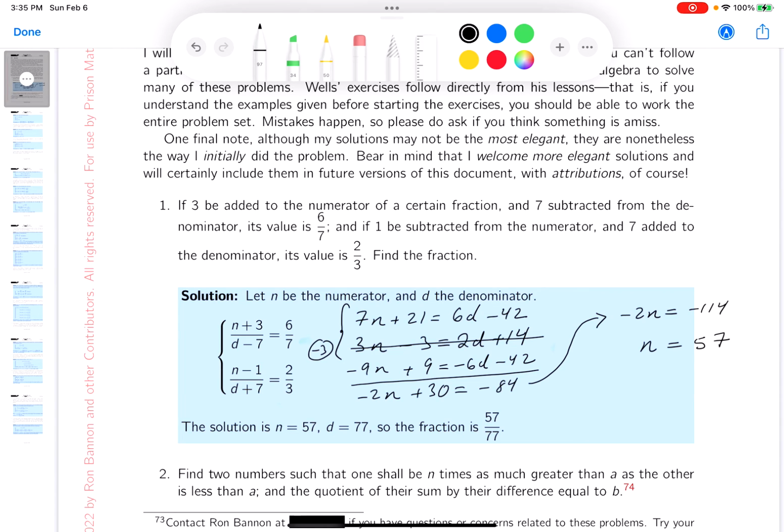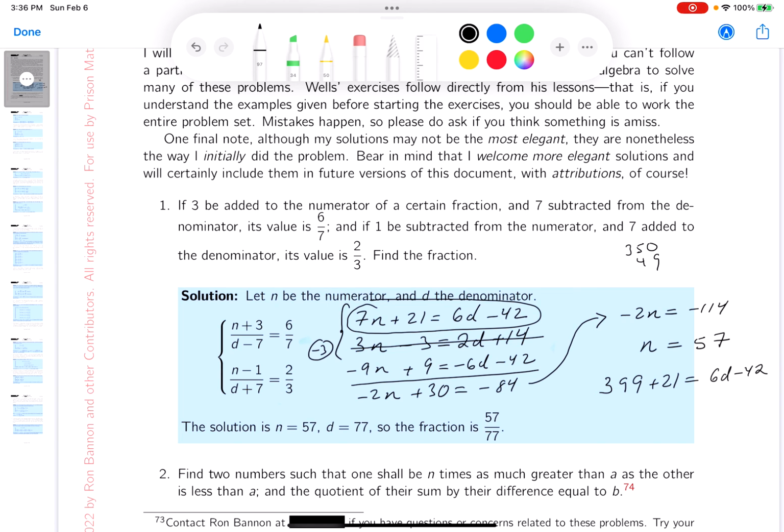All right, so I know what n is. And someone says, I don't even know what n is anymore. It's the numerator. Right, the question is, how do you get the denominator? Well, I pick an equation. And what equation would I pick? For the most part, I pick something simple. I'm going to pick this one right here. And what do I get? I'll write this down for you. 7 times 57. Well, 7 times 50 is 350. And 7 times 7 is 49. So I get 399. Plus 21 equals 6d minus 42.